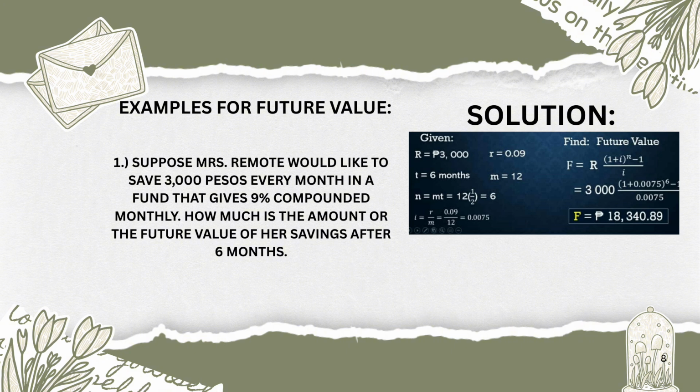0.0075. And for the substitution, F equals 3,000 times the fraction (1 plus 0.0075) raised to the 6th power, minus 1, all over 0.0075. And the final answer is 18,340 pesos and 89 centavos.